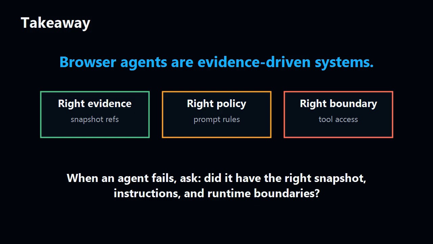Browser agents are evidence-driven systems. They inspect page structure, follow prompt policy, request tool actions, and depend on developer-owned runtime choices. When a browser agent fails, ask: did it have the right snapshot, the right instructions, and the right tool boundaries?